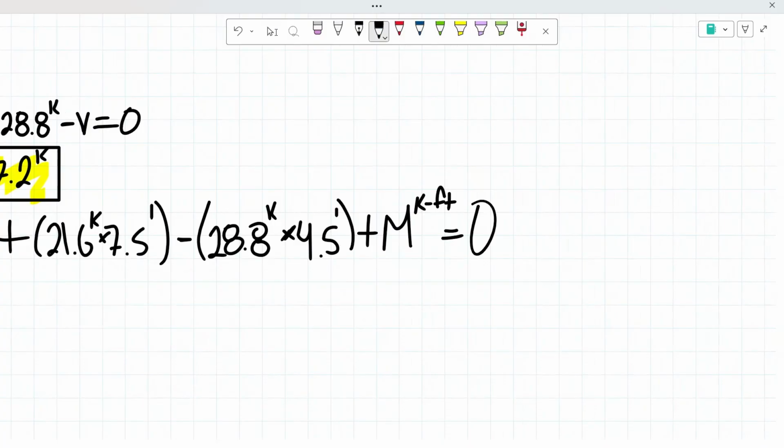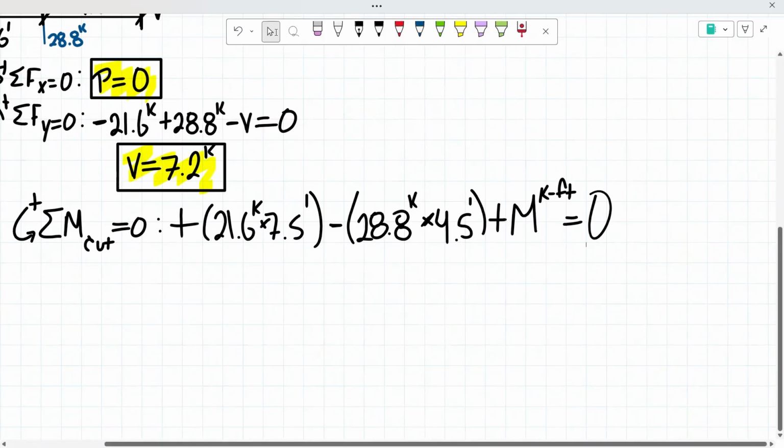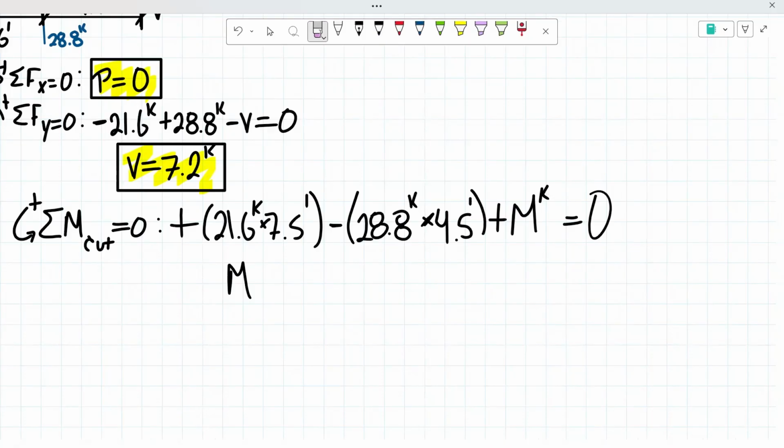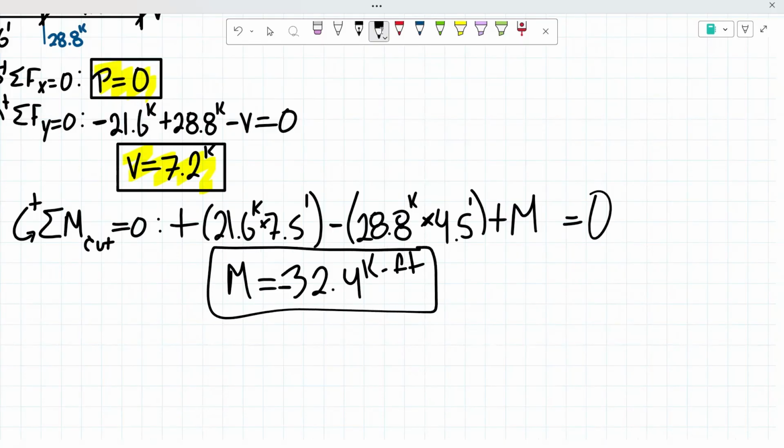We know that all of that has to equal 0. From here, we would simply be solving for our M, our moment. So we would end up getting that our moment is equal to negative 32.4 kip feet. And with that, we are done with our fundamental problem 7.3.